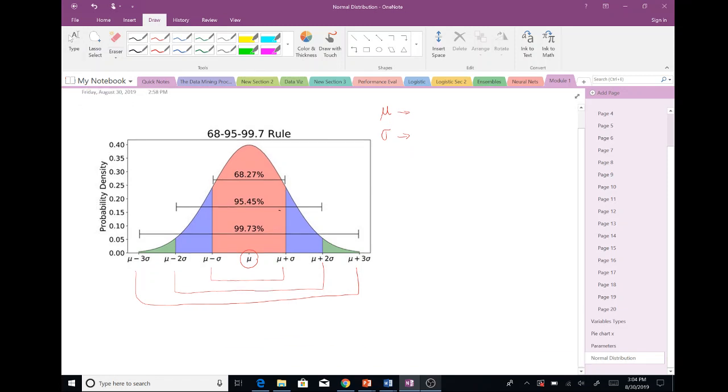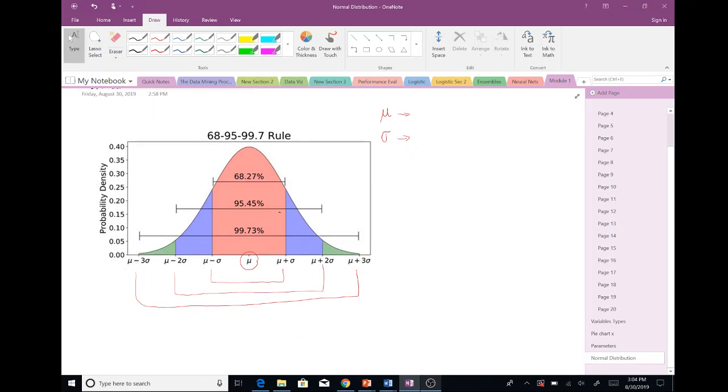Now, there are a few things that are important for the normal distribution. It is centered about the mean, so that would be one of them, centered around mu. And the second characteristic is that most of the data is within three standard deviations.